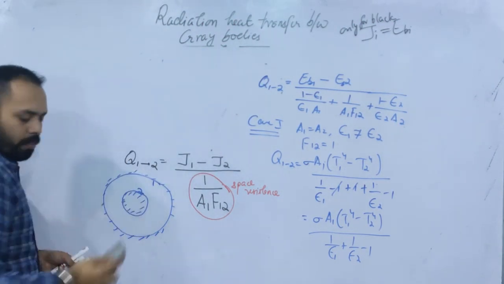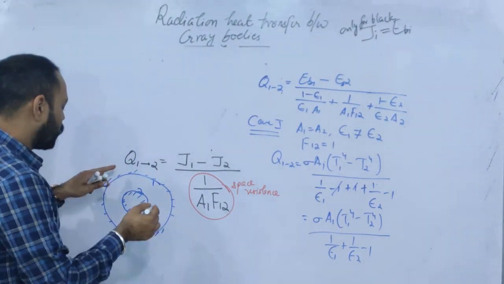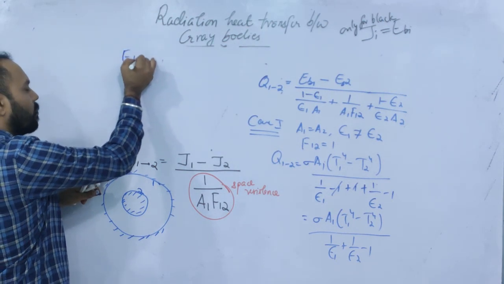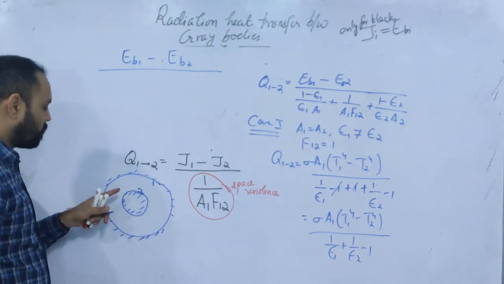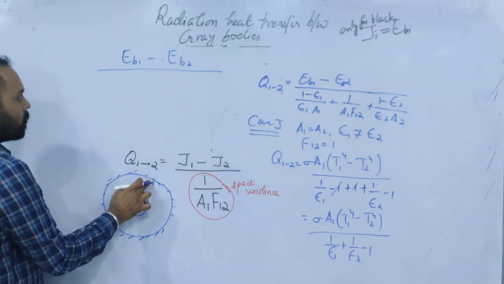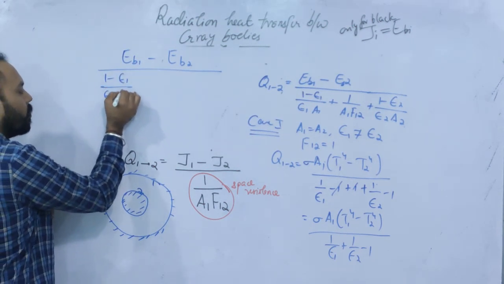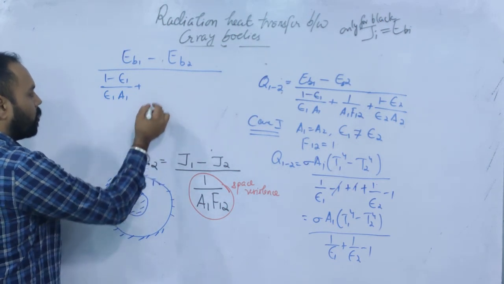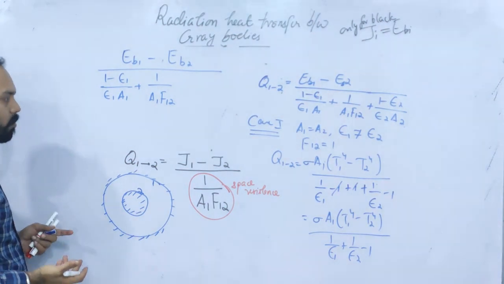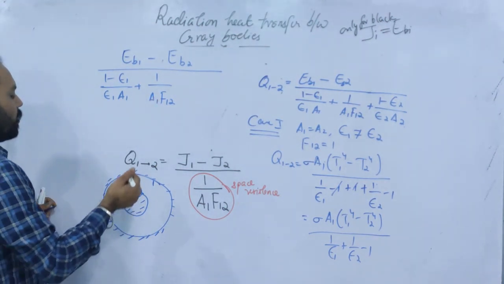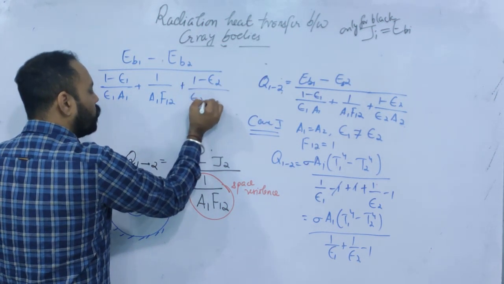So let me show you here. How you can write the value Q12? Just write the driving force, that is EB1 minus EB2. Then the resistances. What are the resistances? Surface resistance of the first body, that is (1 minus epsilon 1) by epsilon 1 A1, plus space resistance, that is 1 by A1 F12. You can calculate the value of F12. There are various problems in GATE where F12 is asked, right? Then (1 minus epsilon 2) by epsilon 2 A2.